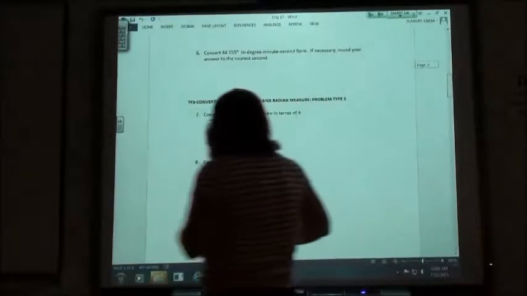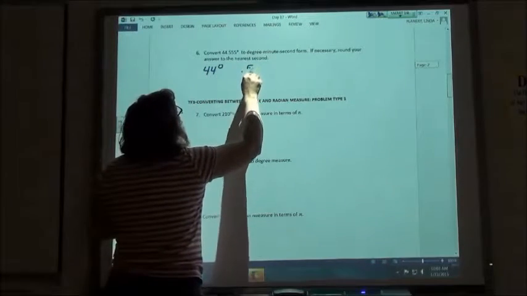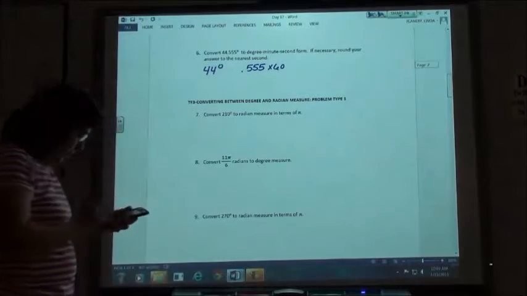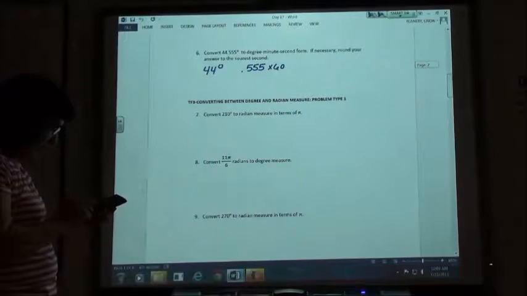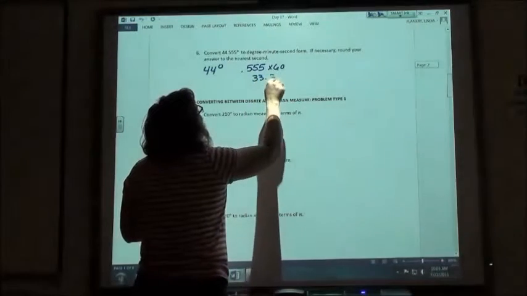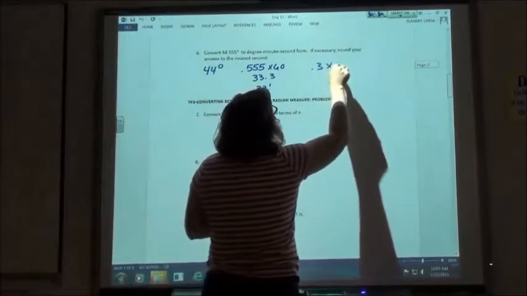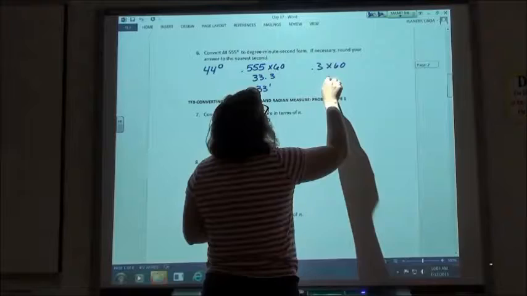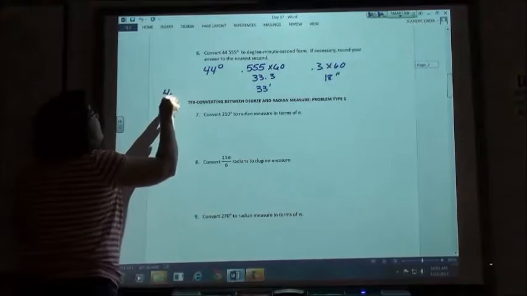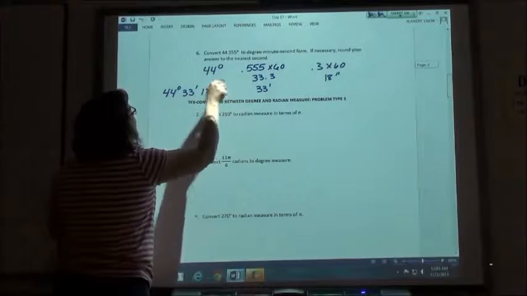So on number 6, we've got 44 degrees. We're going to take the 0.555 times 60. So 0.555 times 60 gives me 33.3. So we have 33 minutes. And then we got that 0.3 again, which we did on the first problem. 0.3 times 60 was 18. And so we have 44 degrees, 33 minutes, and 18 seconds.